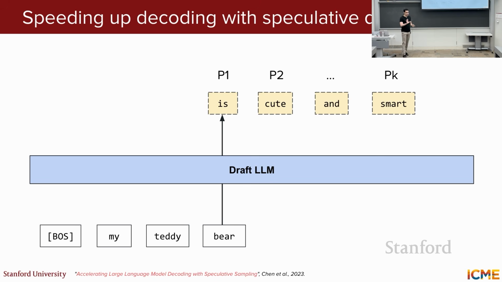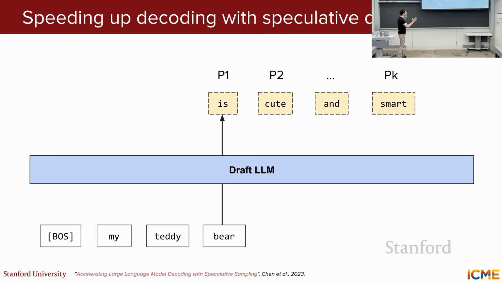So here's the mindset of it. Let's come back to our favorite example about teddy bears. What you do is that you ask a smaller model, which the paper calls the draft, to generate next words.